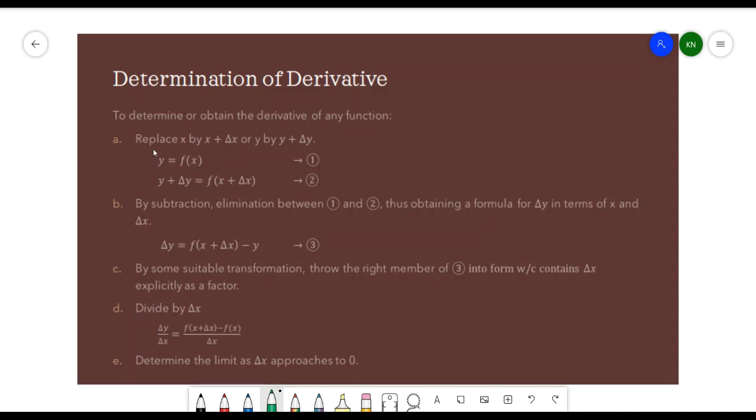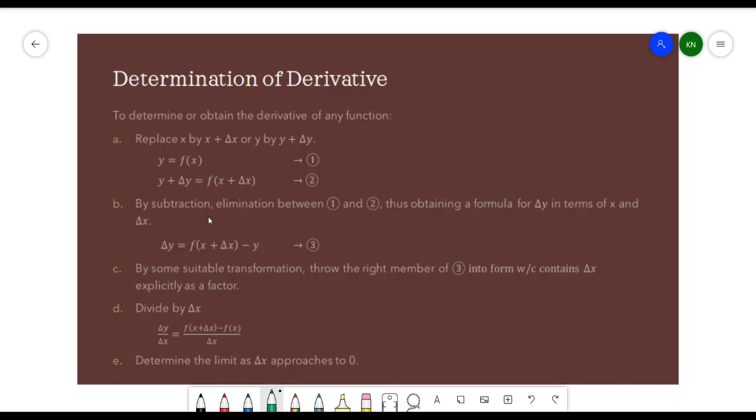First, we need to replace x by x plus delta x. The triangle here is read as delta. Likewise, y is replaced by y plus delta y. So given a function where y is equivalent to any function, you need to replace y by y plus delta y, as well as the variable in the function. Let's say we have x, we need to replace x by x plus delta x.